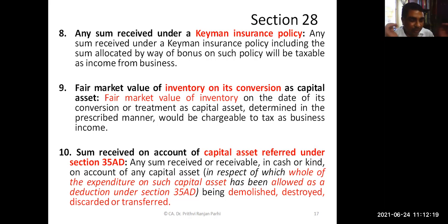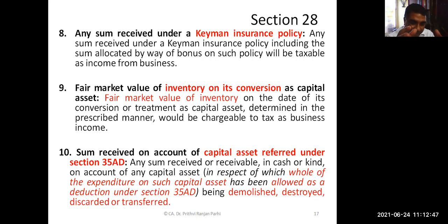Here, friends, you have to keep certain things in mind. The money received from a Keyman policy will be received by the beneficiary. The beneficiary may be the person himself. Suppose he is an employee, he may be the beneficiary. The beneficiary may be the business, that is, the company may be the beneficiary. Or if the person dies, sometimes the beneficiary may be the person's legal heir.